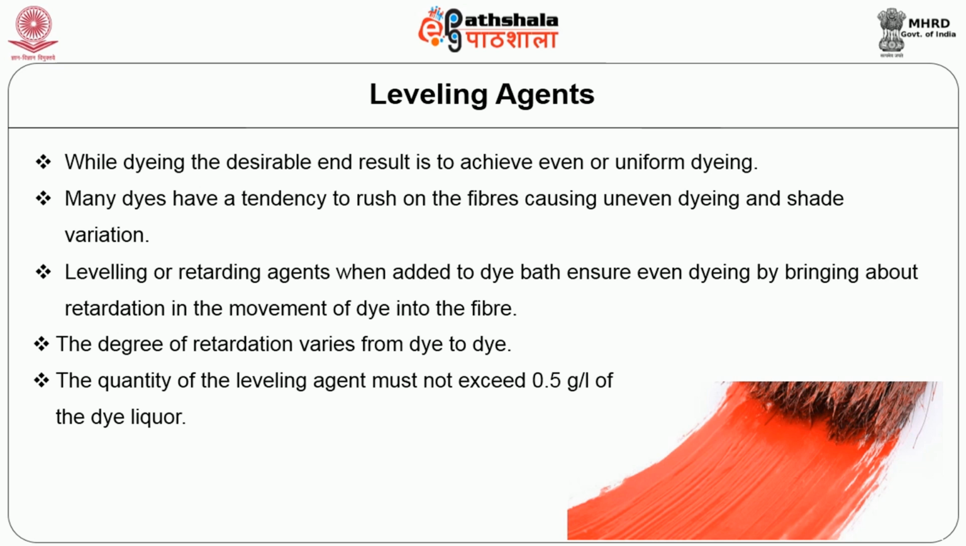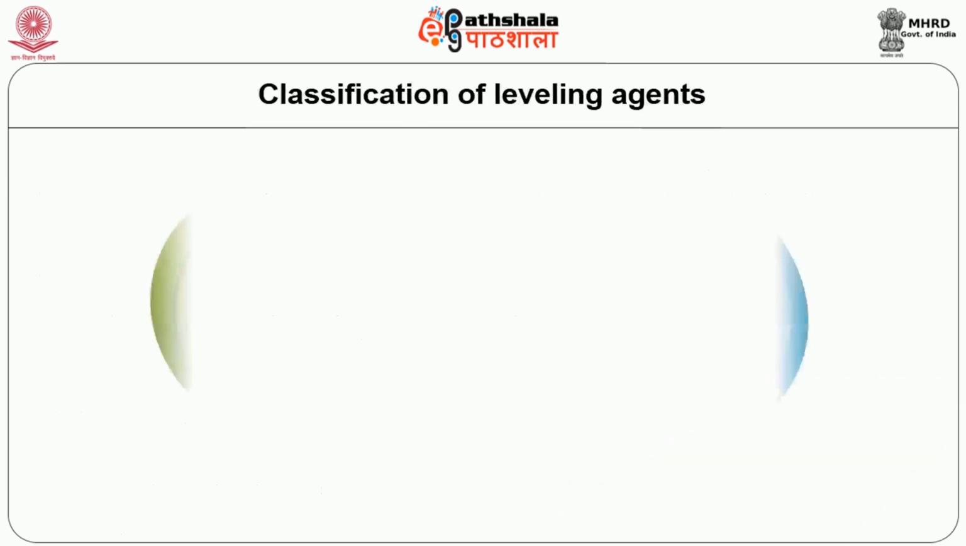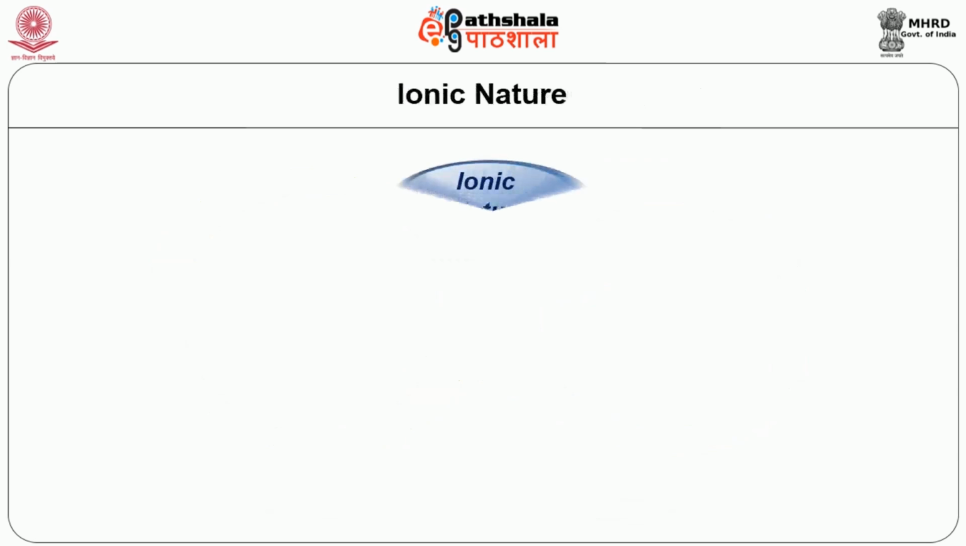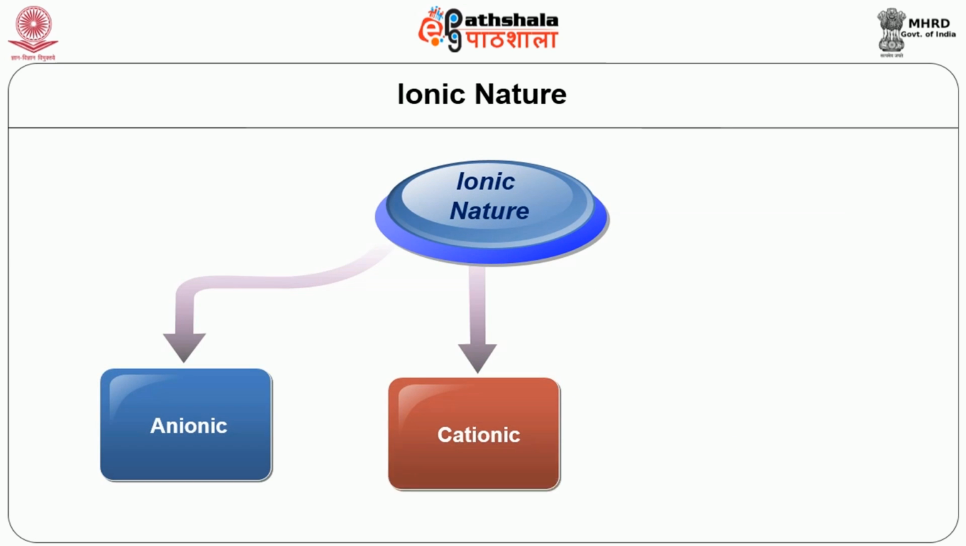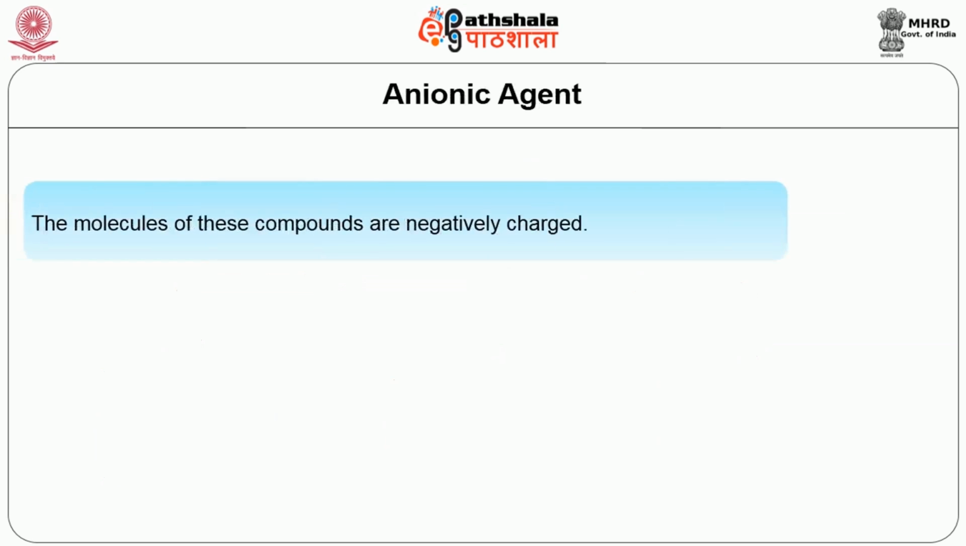The quantity of leveling agents must not exceed 0.5 gram per liter of the dye liquor. Leveling agents are surface active agents and are chemically related to soaps, synthetic detergents, and wetting agents. Leveling agents are classified into two main groups, one based on ionization and another based on structure. According to the ionic nature, they may be anionic, cationic, and non-ionic organic compounds.